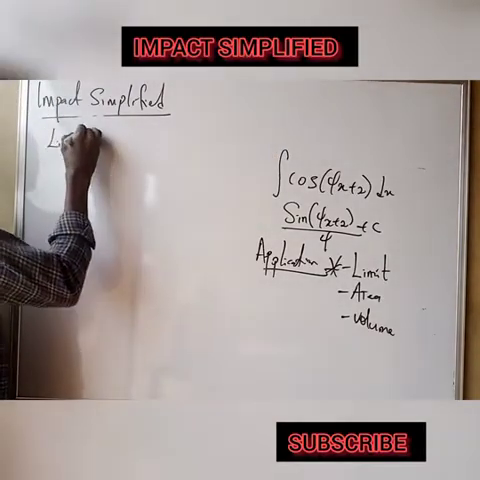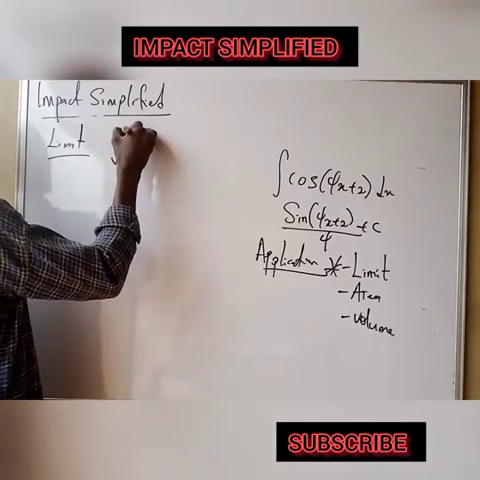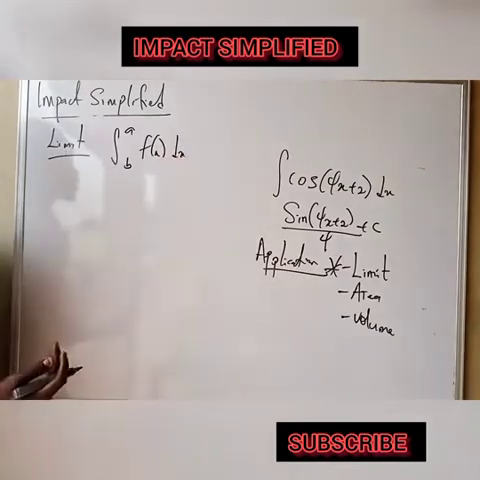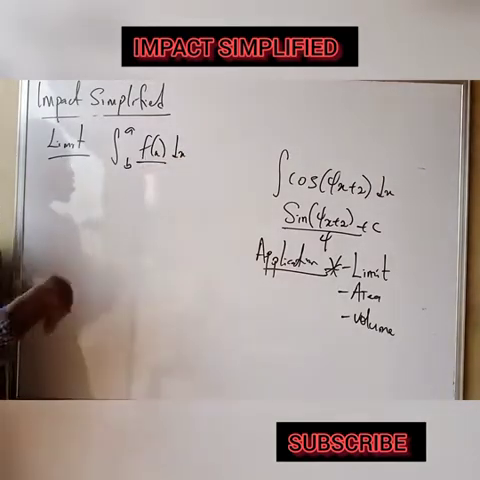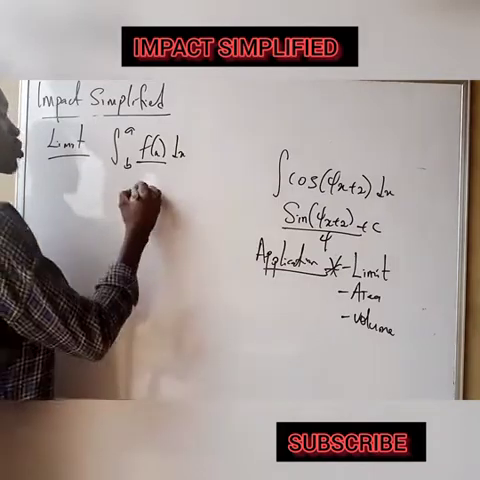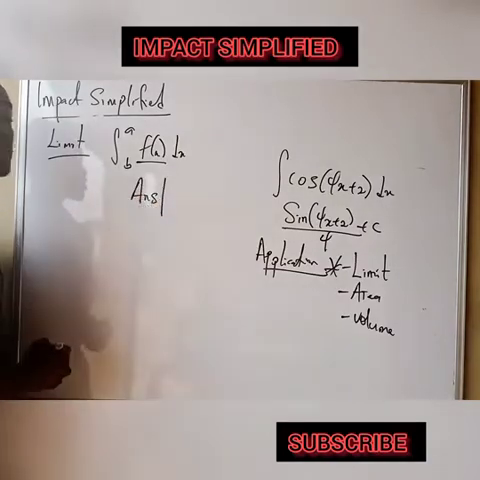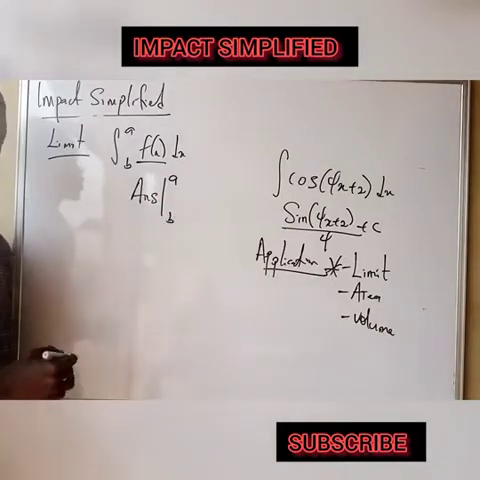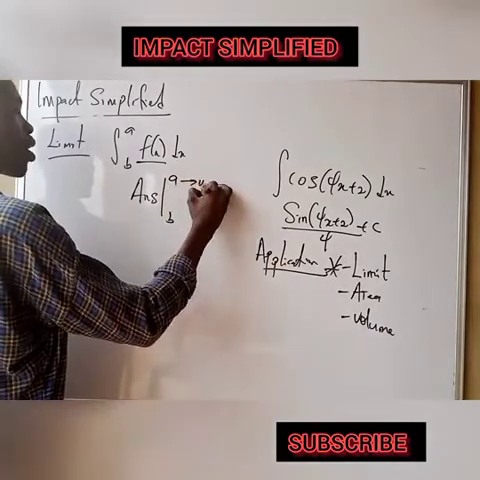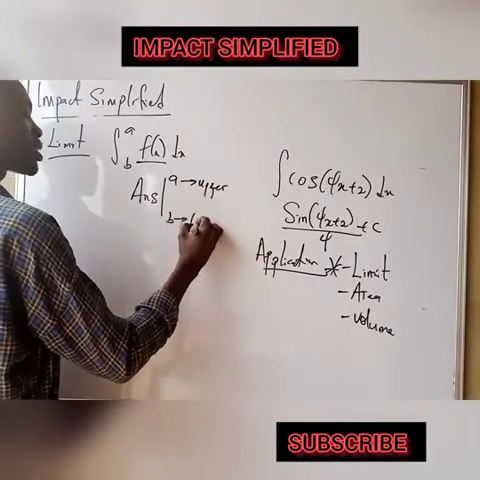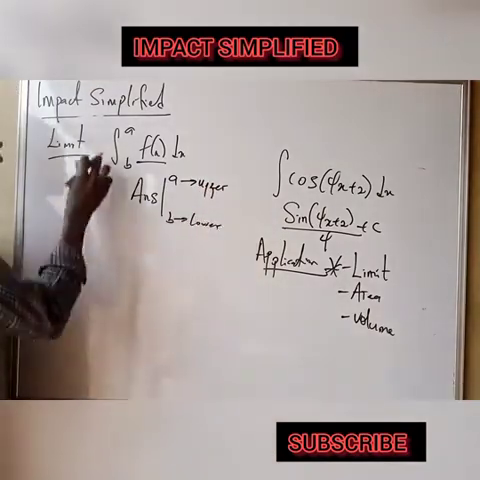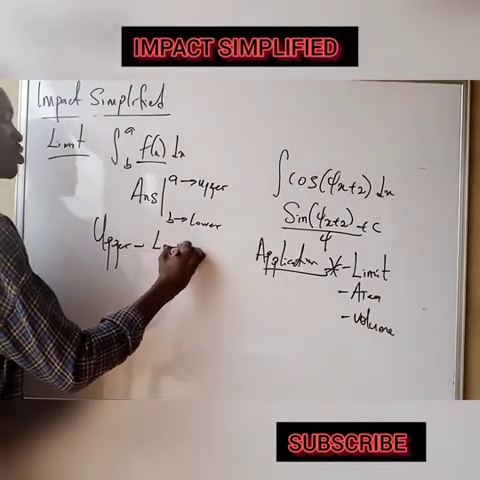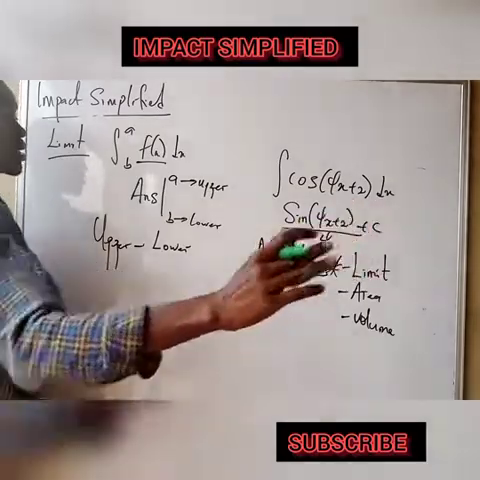Now let us look at limit. When we are talking of limit, what is the meaning? We have the integral from a to b of a function of x dx. That means we are going to integrate the function normally. Let's assume you integrate the function and you have an answer, but don't forget we have the upper and the lower limit. This is what we term the upper limit, and this is the lower limit. And for you to solve a limit, we have a formula which says the upper minus the lower. Do we get that? And that is all about limits.